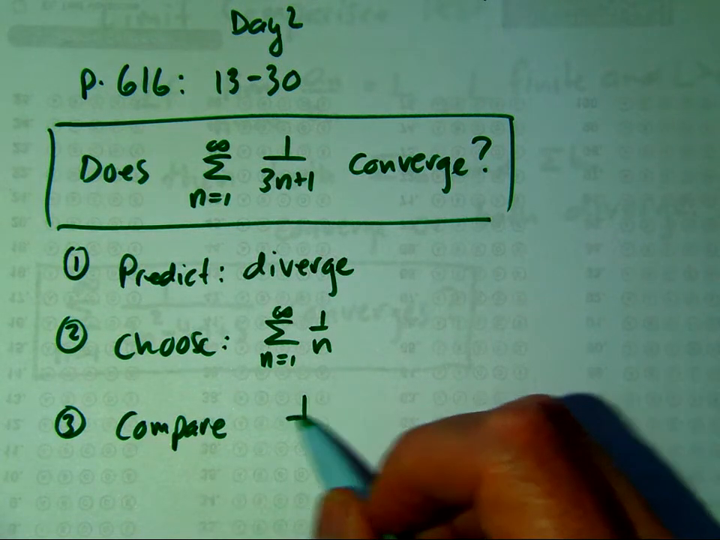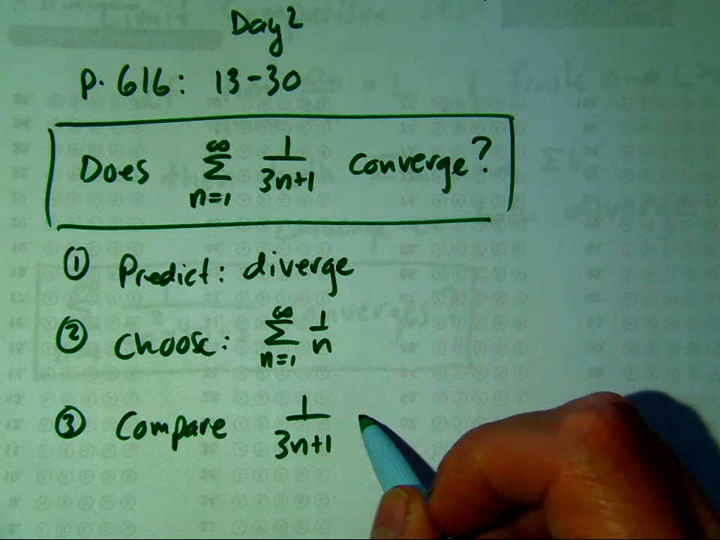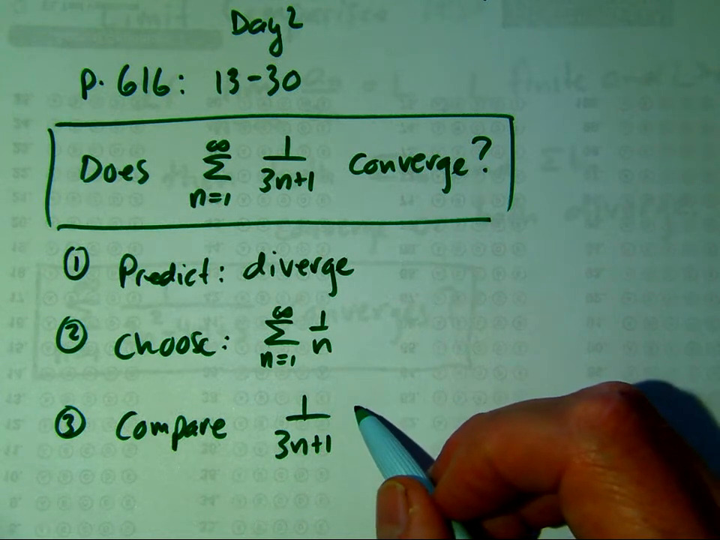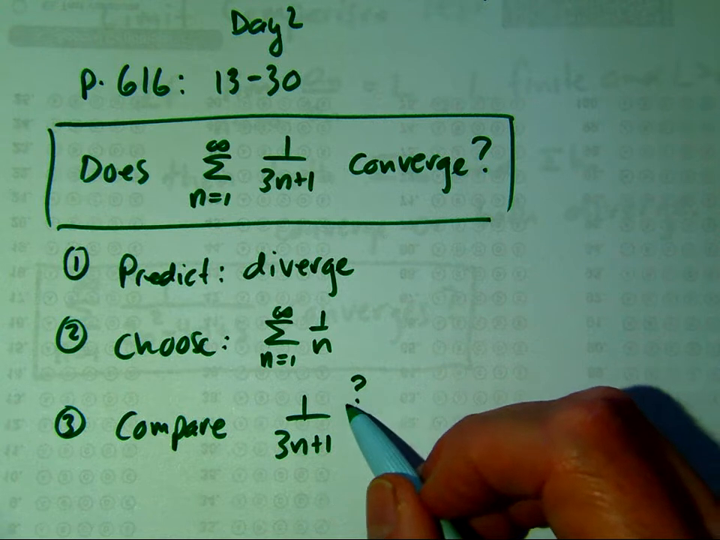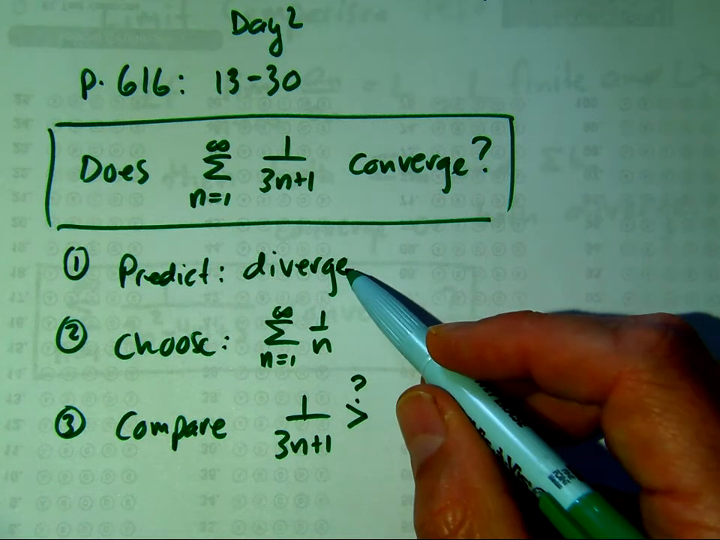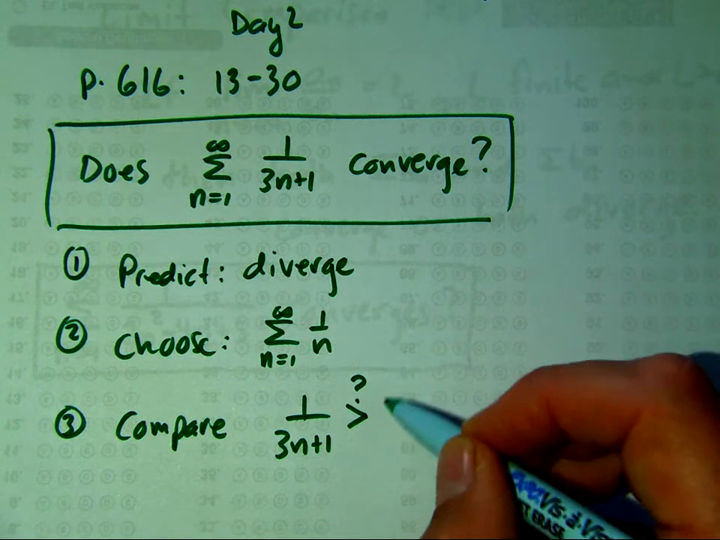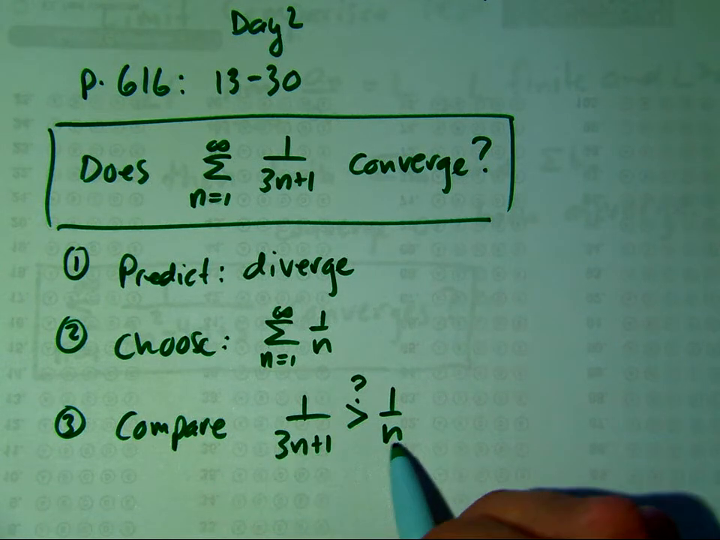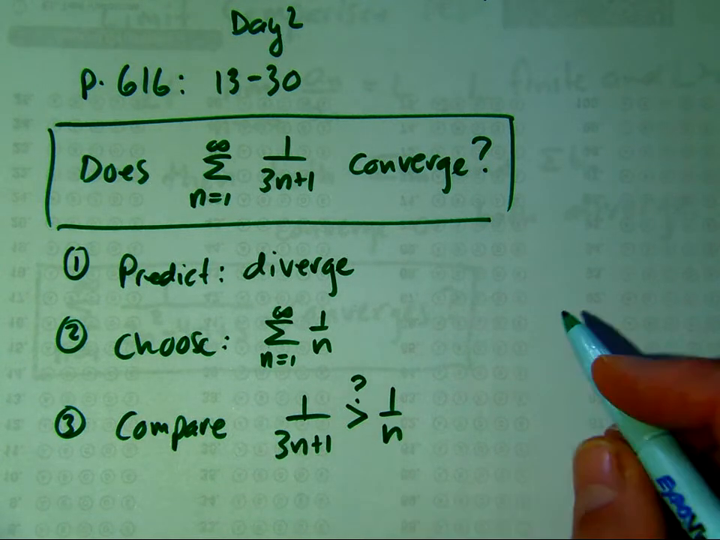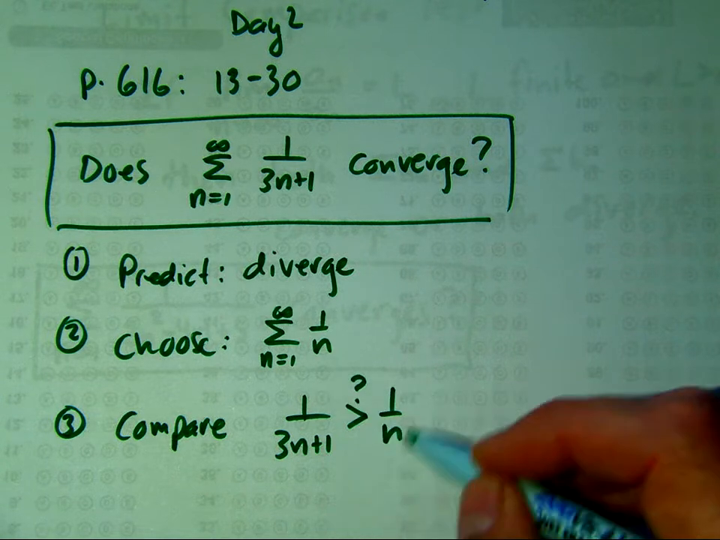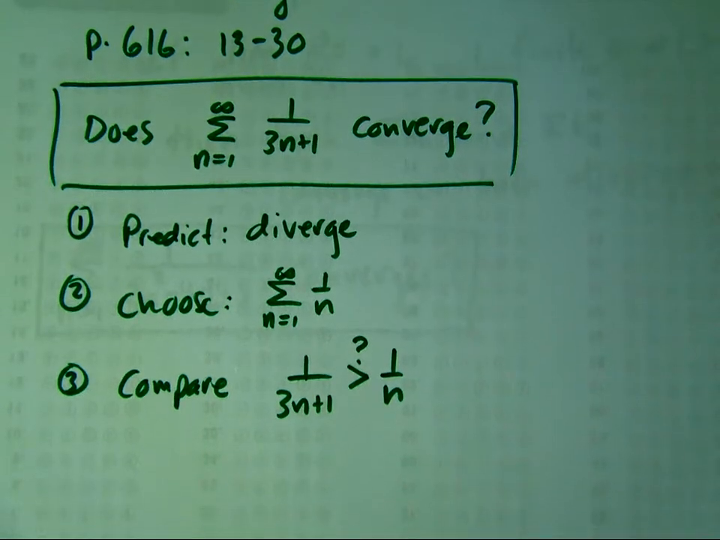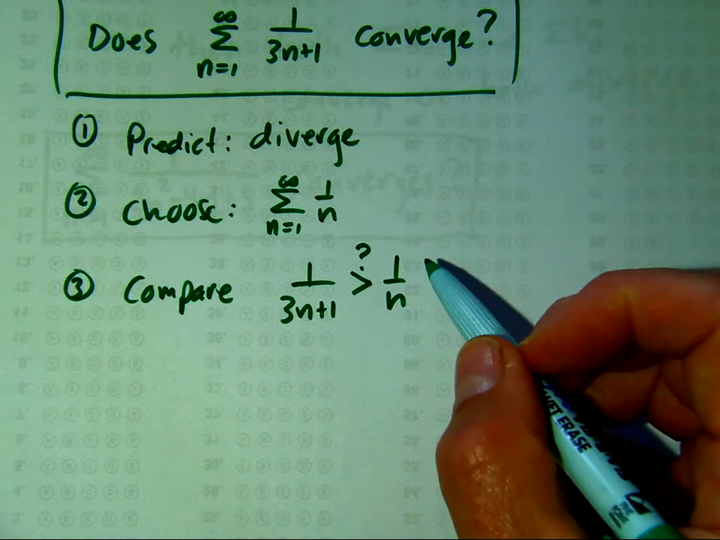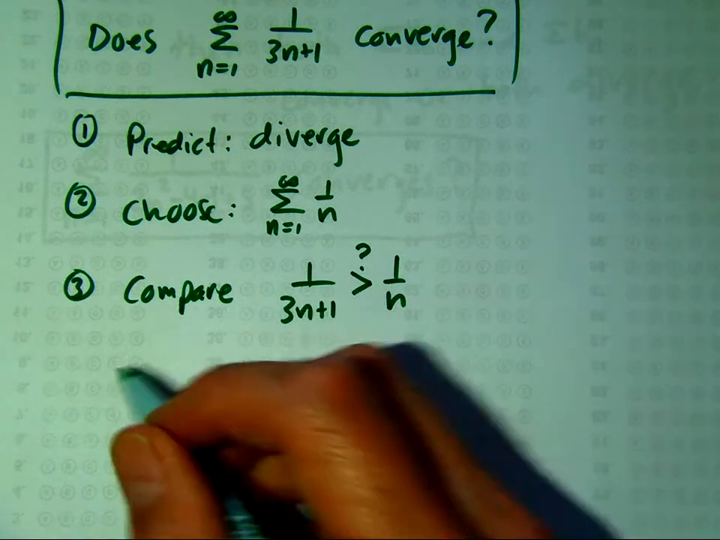And we need to show that this is greater than. If we think it diverges, then this has to be greater than that. But it's not, because this denominator is greater than that. So it is less than, and we can't do this. But the new test, or the variation, is: why don't we just take the limit of the ratio of these two?